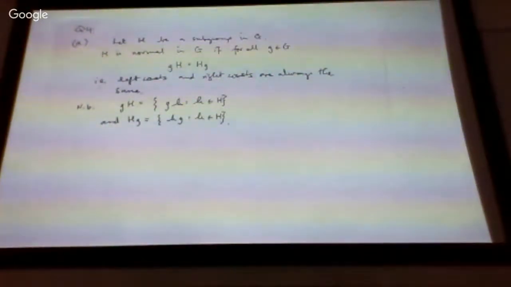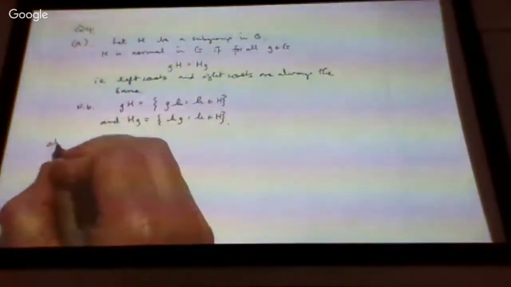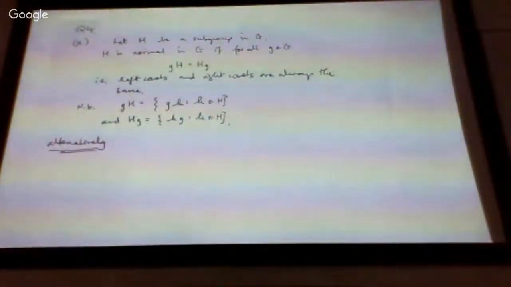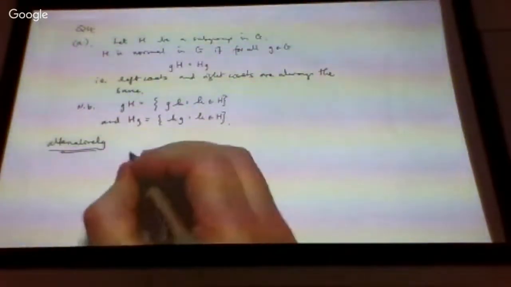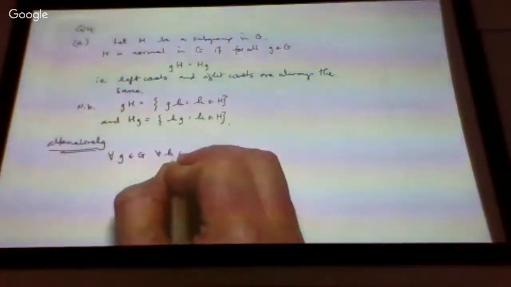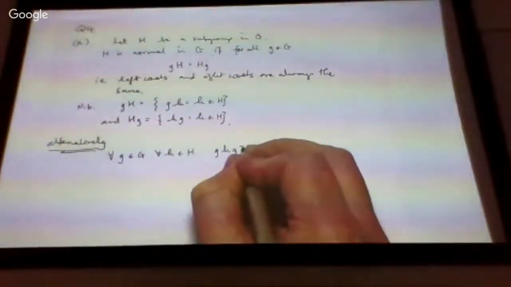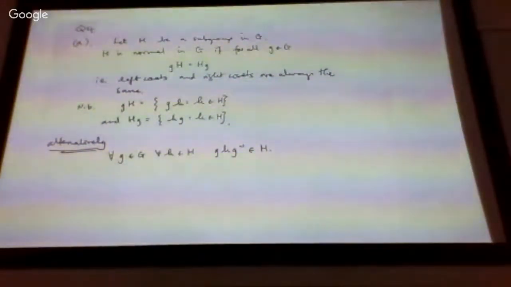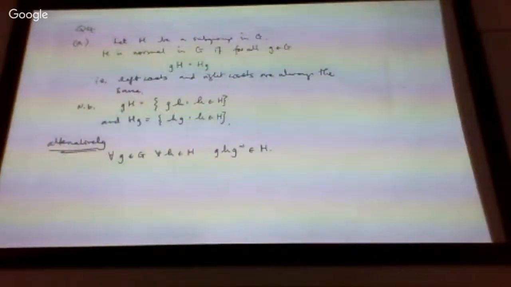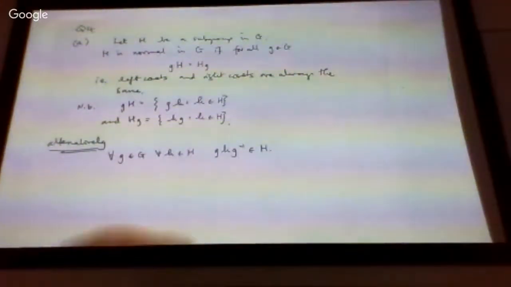You could phrase it alternatively as well. Equivalently, you could phrase the central property as saying for every g in G and for every h in H, g h g inverse is always an element of H. Another way of saying it, which emphasizes the action by conjugation. But I think that was the original definition we get. Okay.